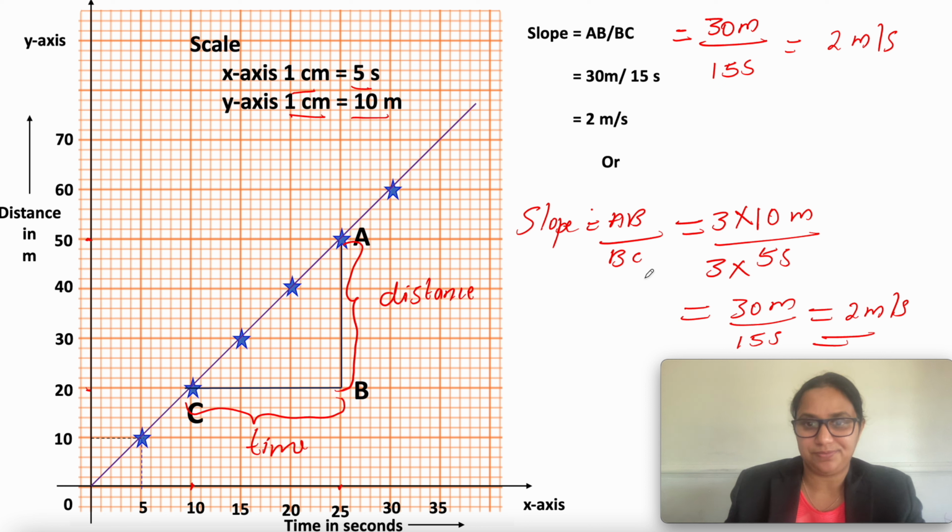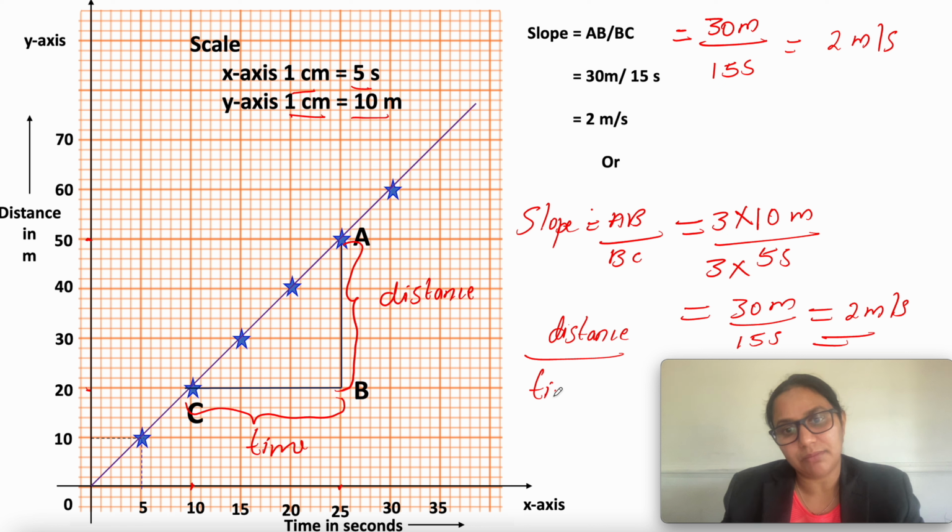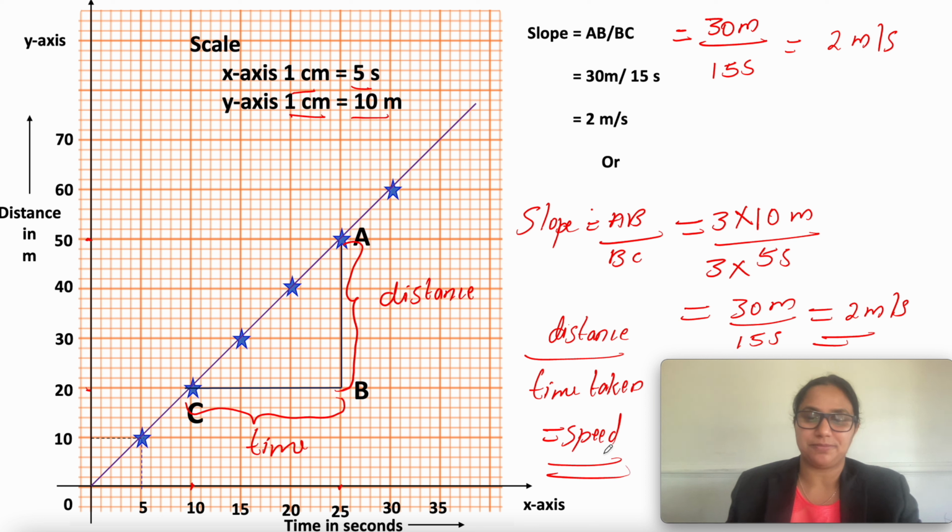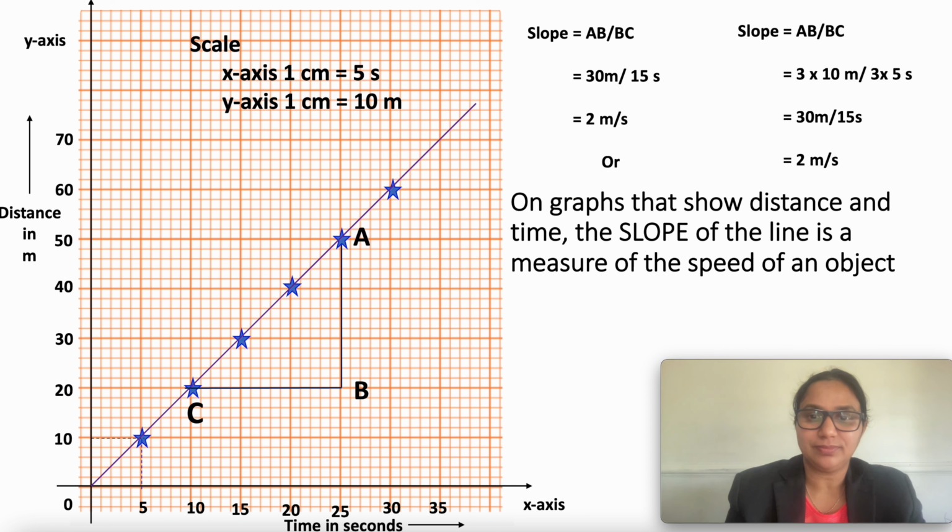So what is that? Slope is nothing but AB by BC, that is, distance traveled divided by the time taken. What is this quantity? We just learned: it is speed. The slope of the distance time graph gives the speed of an object. The slope of the line is a measure of the speed of an object.